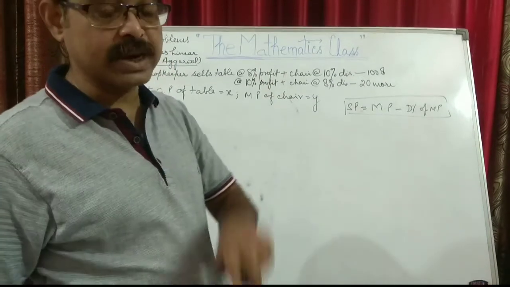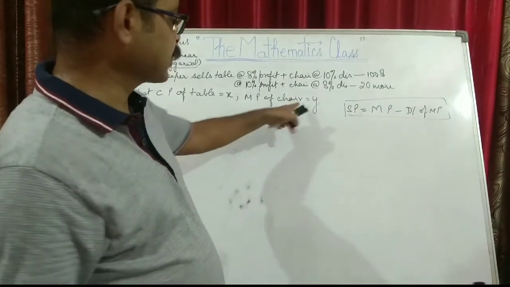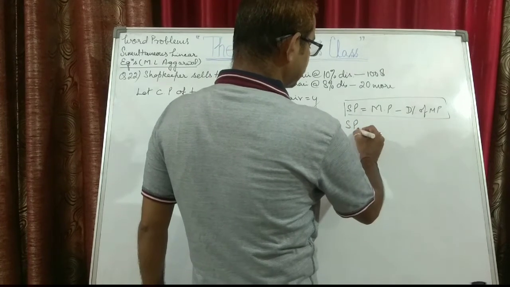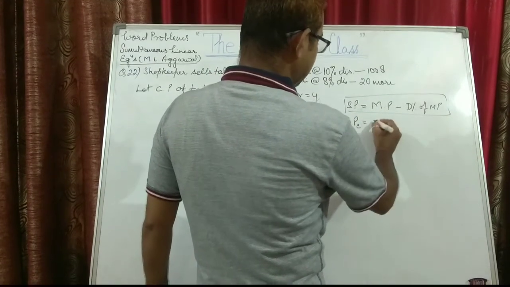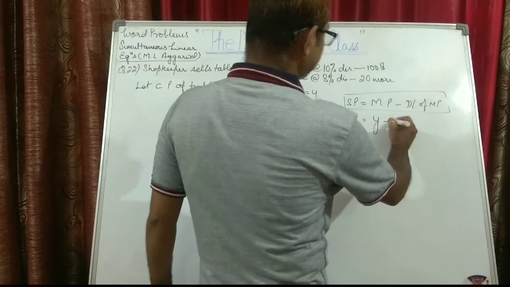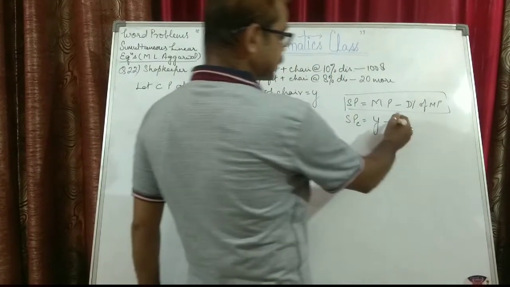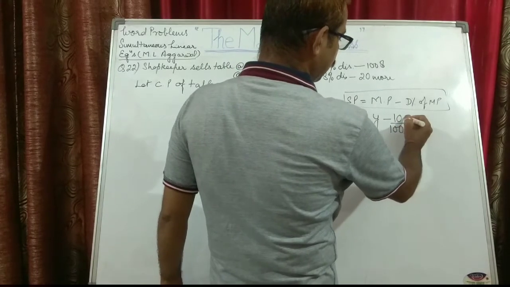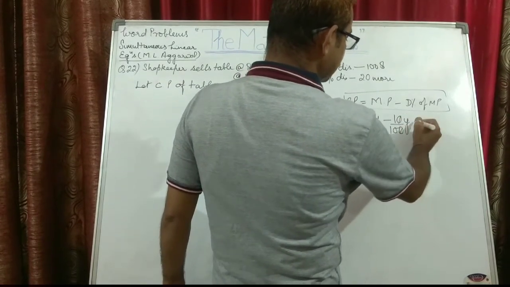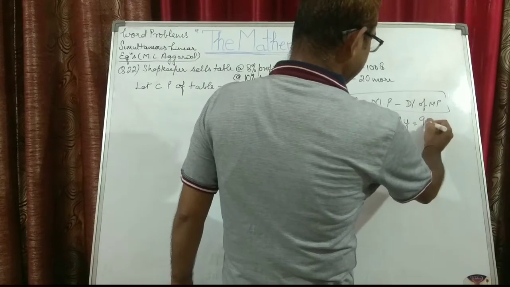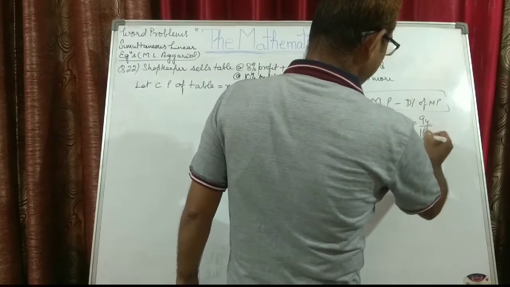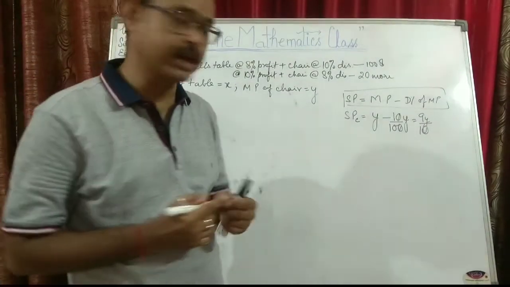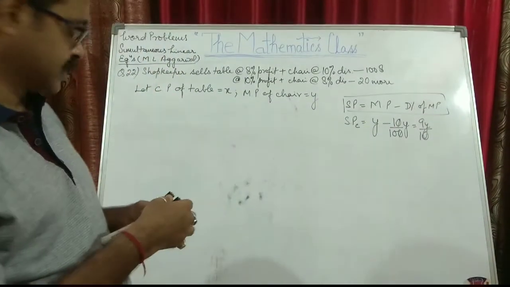Now we have already assumed that let the mark price of the chair be Y. So selling price of chair, I am writing C for that, is mark price Y minus, how much discount is there in the first case? 10%. So 10 upon 100 of mark price, that is Y. So this will come 9Y upon 10. This is the selling price of the chair in the first case.